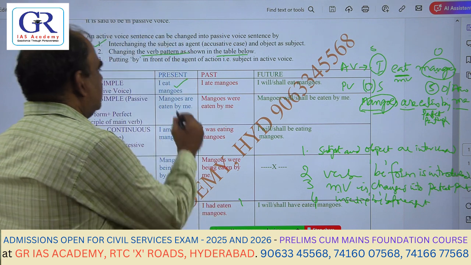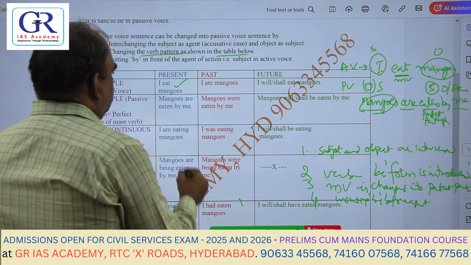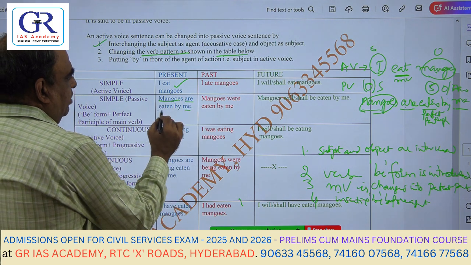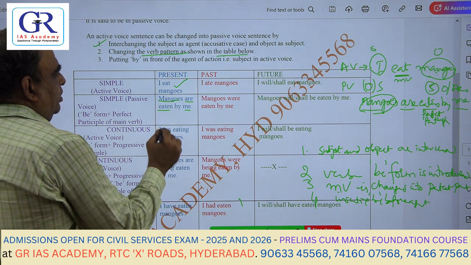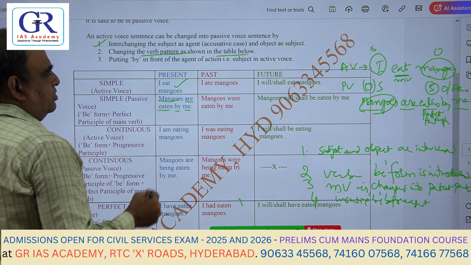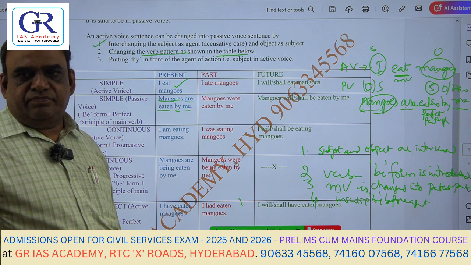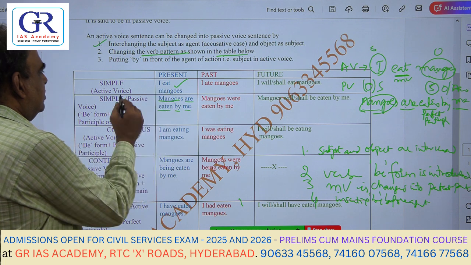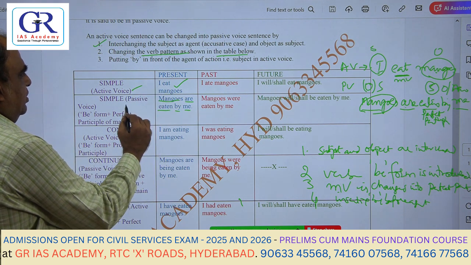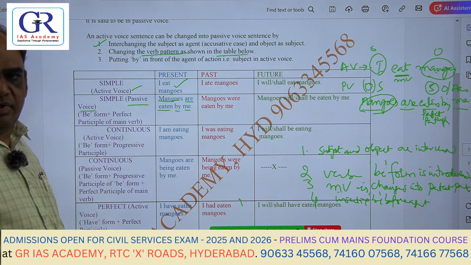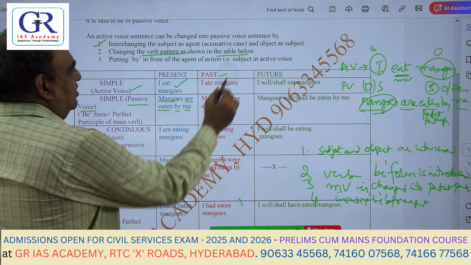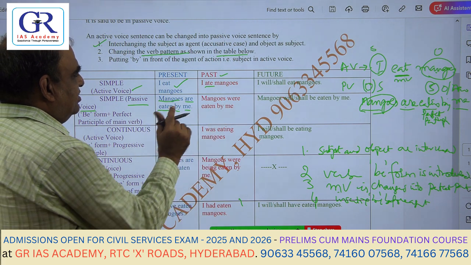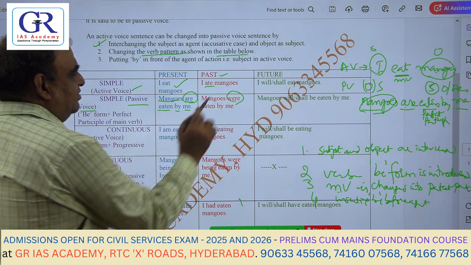So automatically it is becoming, see, I eat mangoes. Subject and object are interchanged, the be form is introduced, the main verb is changed to perfect participle, and by is introduced. All the four changes you can see here. The simple present tense: this is active voice, this is passive voice. Suppose it is past tense. What will it be? I ate. Not many changes. Are will become were. That's all.